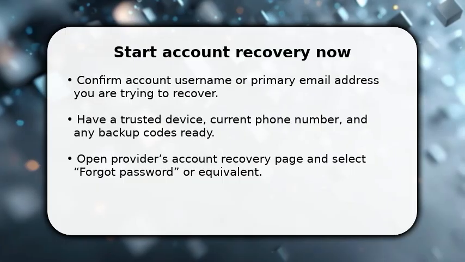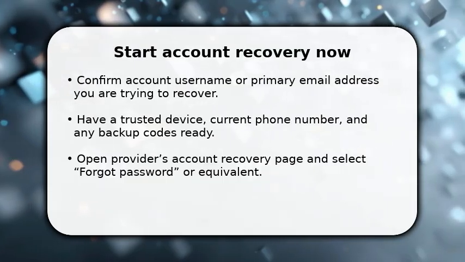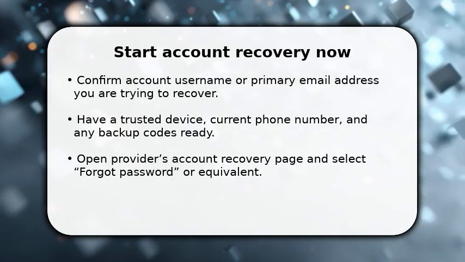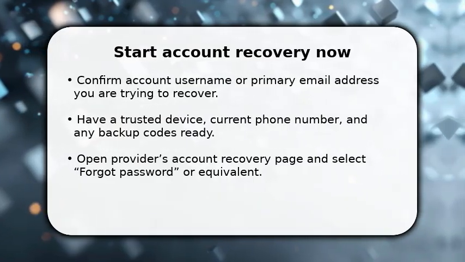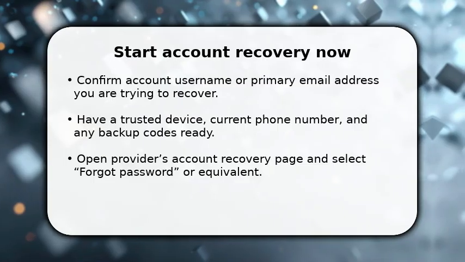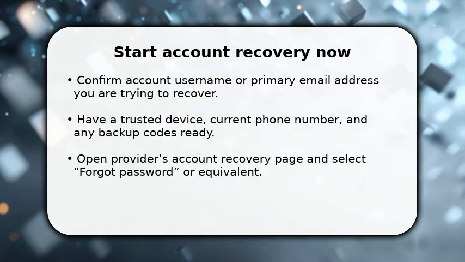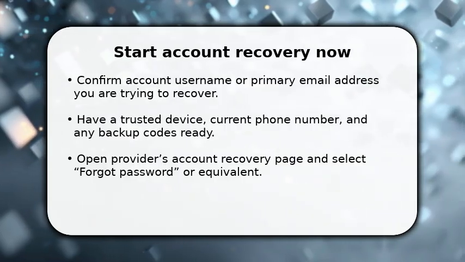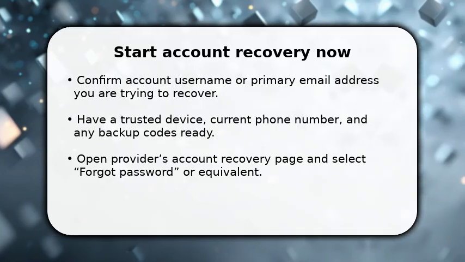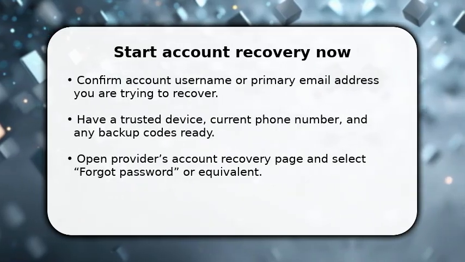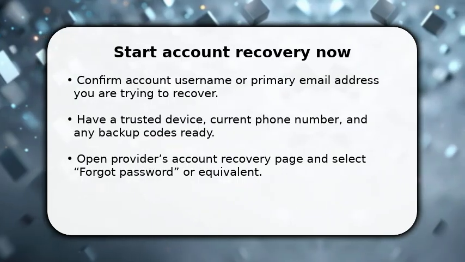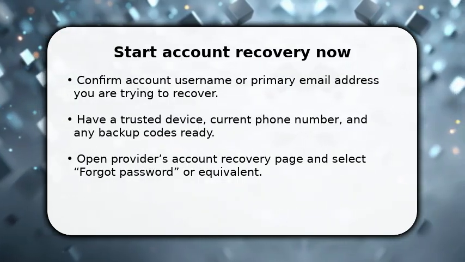You begin by gathering proof and a trusted device so you can respond to verification prompts quickly. Once you have your username, phone, and any backup codes, open the provider's account recovery page and choose the Forgot Password flow. You will be prompted to enter the account identifier and then pick a verification method. Choose the option you can access right now. If a trusted device is suggested, approve the prompt there to move to the next step without delays.